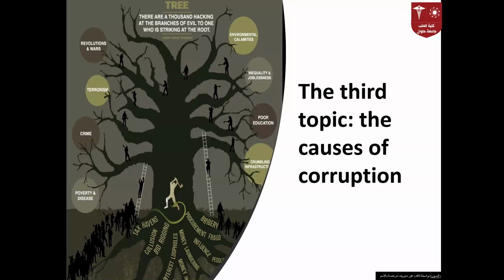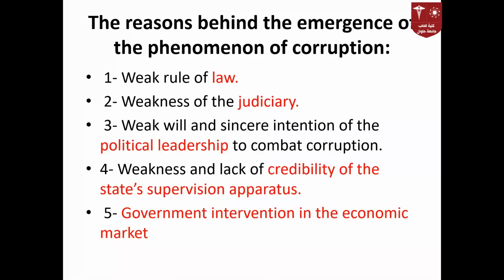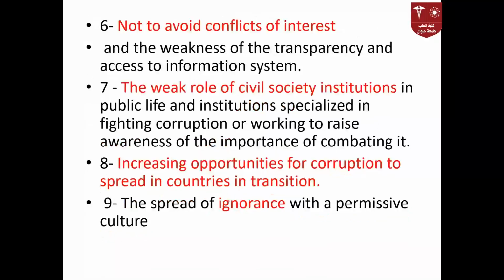The third topic, the causes of corruption. This is an important point. The reasons behind the emergence of the phenomenon of corruption: 1, weak rule of law. 2, weakness of the judiciary. 3, weak will and lack of attention of the political leadership to combat corruption. 4, weakness and lack of credibility of state supervision apparatus. 5, government intervention in the economic market. 6, not avoiding conflicts of interest. 7, the weak role of civil society institutions in public life and institutions specialized in fighting corruption or working to raise awareness of the importance of combating it.